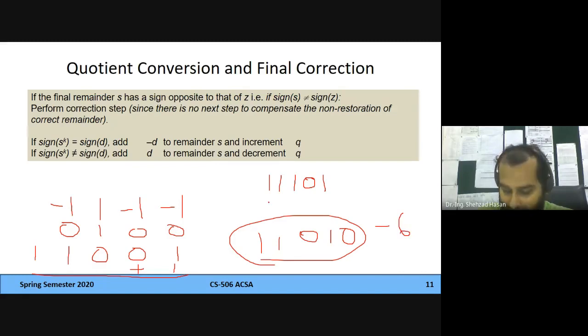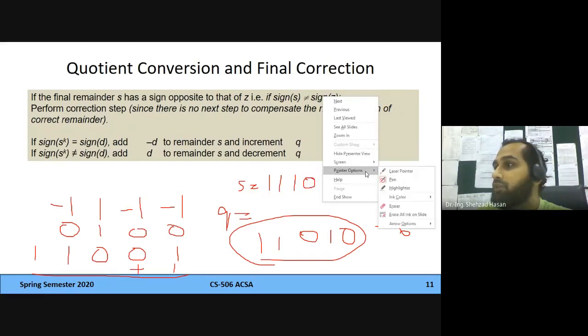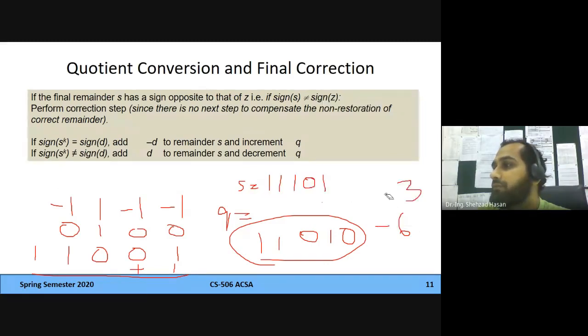So this is the right answer. All of you who have obtained this answer and remainder as -3, that's the correct answer. So remainder is -3 and quotient is -6. So that's the right answer. This is the remainder and this is your quotient.